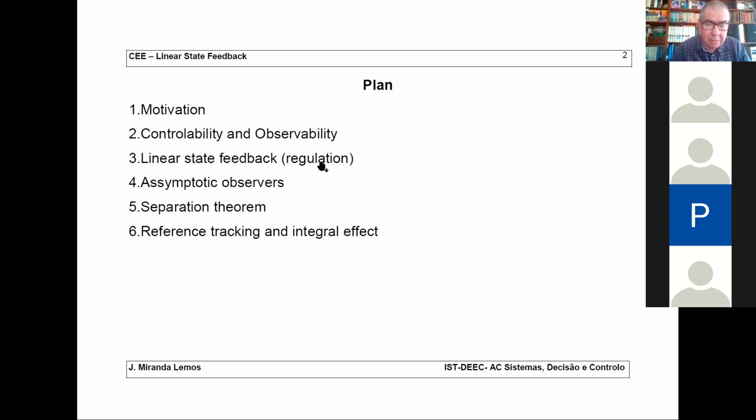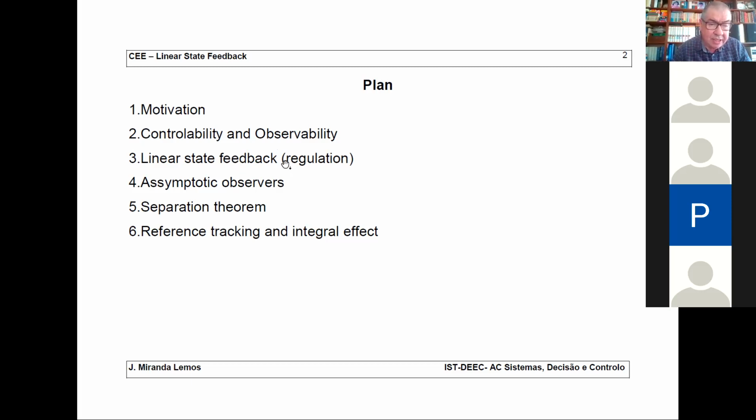The regulation problem is the problem in which you have a non-zero state and you want to drive it to zero. For instance, you have an airplane flying and there is some turbulence and you want to drive the position of the airplane to the steady state flight. You want to reject disturbances. That's a regulation problem. And we are going to learn how to do it with linear state feedback in a systematic way.